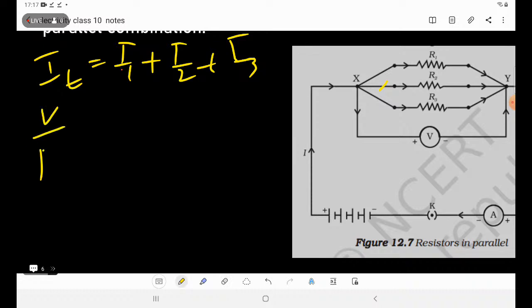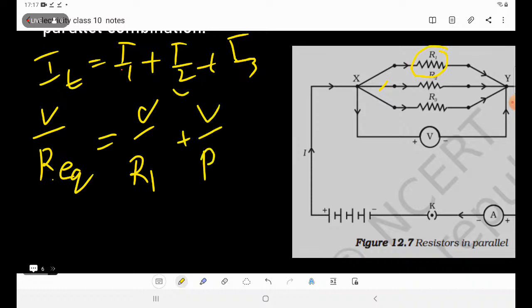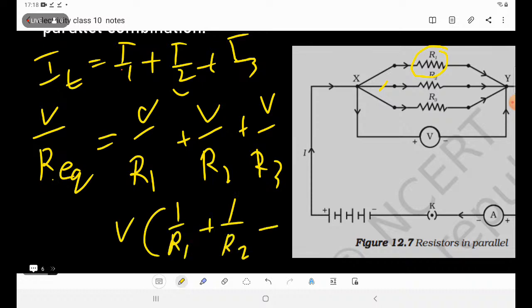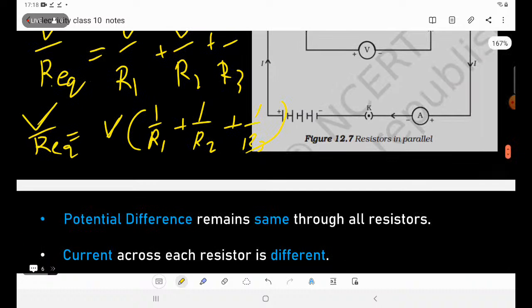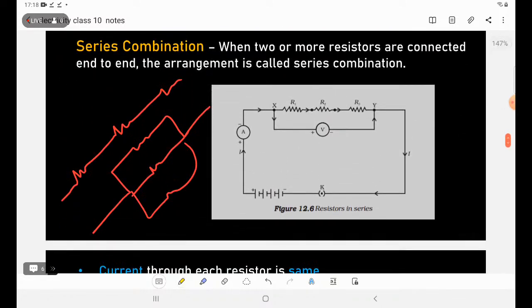So IT is equal to V by R equivalent, meaning total; the same is V by R1, that is the current passing through the first one. Current passing through the second one is V by R2. Similarly, V by R3. So V is common. I'll take V common: 1 by R1 plus 1 by R2 plus 1 by R3 is equal to V by Req. So V gets cancelled. So I can write 1 by R equivalent is equal to 1 by R1 plus 1 by R2 plus 1 by R3. So this was the parallel.